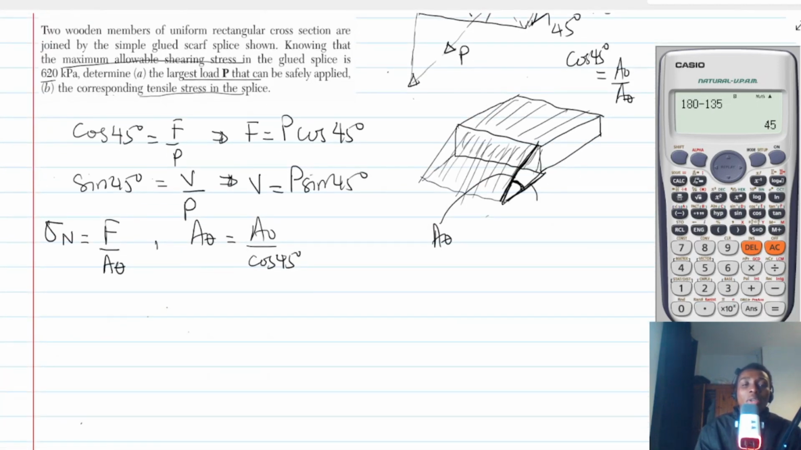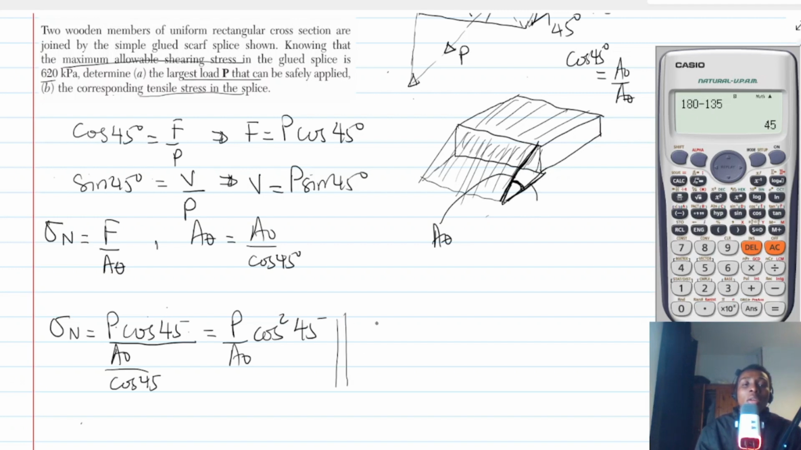So quickly, let's arrange all of this together. For the normal stress, we will get F over A theta, and F is P cosine 45. I'll divide this by A theta, which is A naught divided by cosine 45. So I'll get P over A naught cosine squared 45.